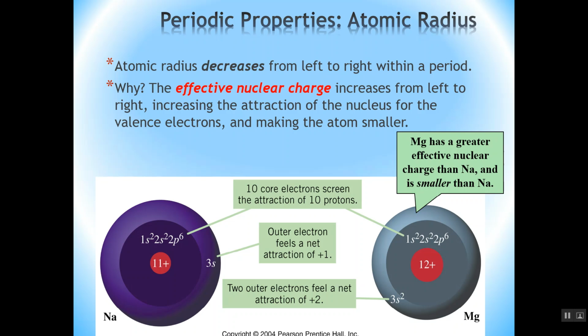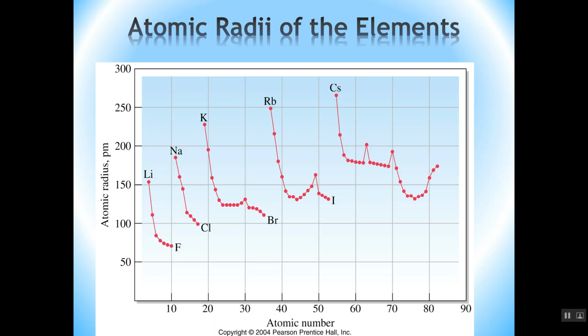Going down a group, the atomic radius increases. Going from left to right, the atomic radius decreases. And this graph here basically illustrates that. Now, let me just say that these trends are general trends. There are some exceptions that you'll observe.